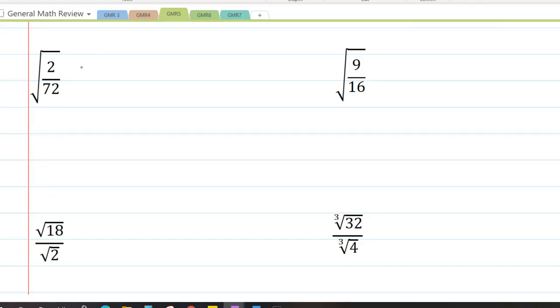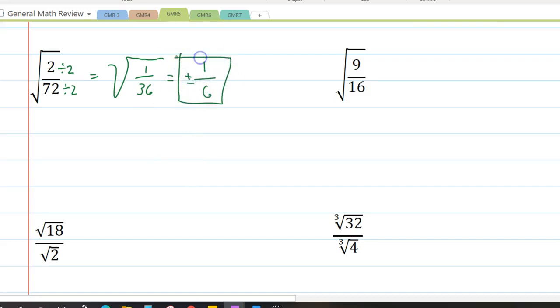If they're perfect squares, simply take the square root. If they're not perfect squares, then see if you can simplify them first. For example, 2 divided by 72. Can I reduce that? Yes. I can divide the top by 2, and I can divide the bottom by 2. That gives me the square root, it's a big house there, 1 over 36. Now can I take the square root? Square root of 1 is 1, and the square root of 36 is 6. So I have plus or minus 1/6.